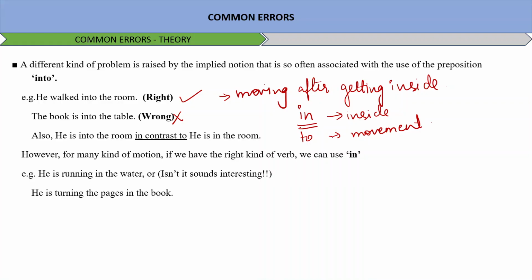Sounds interesting, doesn't it? He's turning the pages in the book. So "in the water," "in the book," we can use "in" in any appropriate form, but "into" only when there is a movement, when something is inside. Okay.